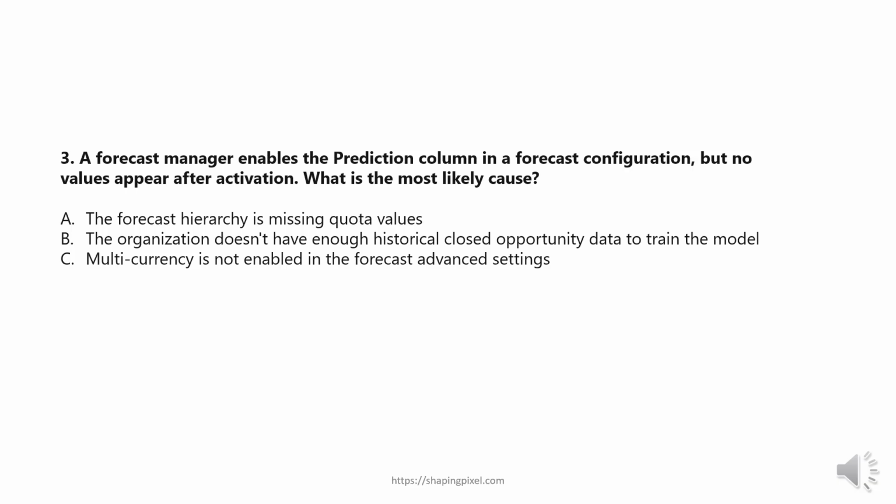A forecast manager enables the prediction column in a forecast configuration, but no values appear after activation. What is the most likely cause? A, the forecast hierarchy is missing quota values. B, the organization doesn't have enough historical closed opportunity data to train the model. C, multi-currency is not enabled in the forecast advanced settings. Correct answer is option B.